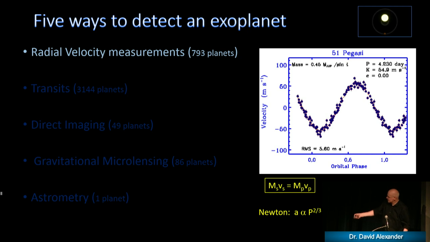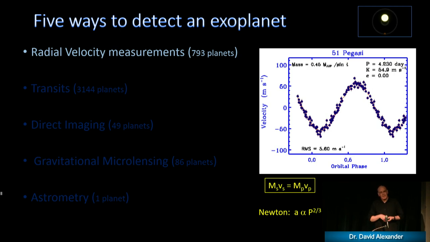We've got the mass of the star from what kind of star it is, the velocity of the star from this, and the velocity of the planet from the period. The only thing missing is the mass of the planet. So how this swings backwards and forwards tells you the mass of the planet. That's why we can get this number.